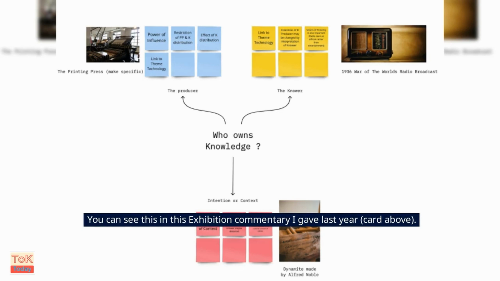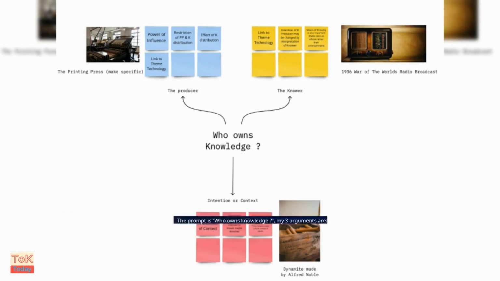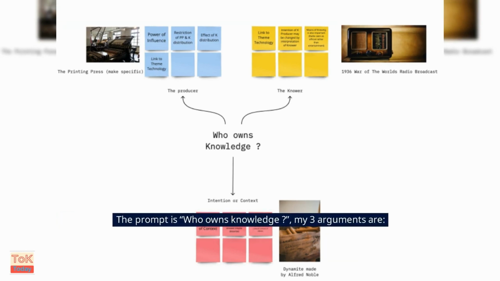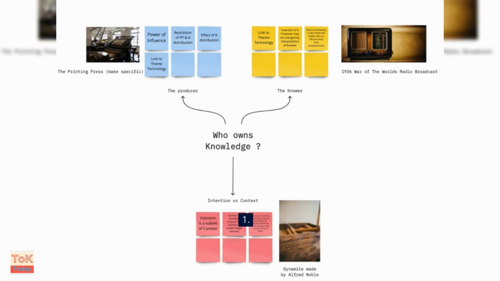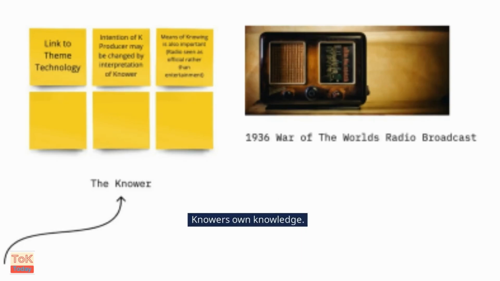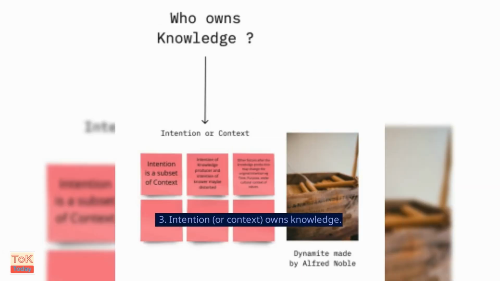You can see this in this exhibition commentary I gave last year, card above. In this commentary the objects are not specific enough, but the 3 arguments are clear. The prompt is, who owns knowledge? My 3 arguments are: 1. Knowledge producers own knowledge. 2. Knowers own knowledge. 3. Intention, or context, owns knowledge.